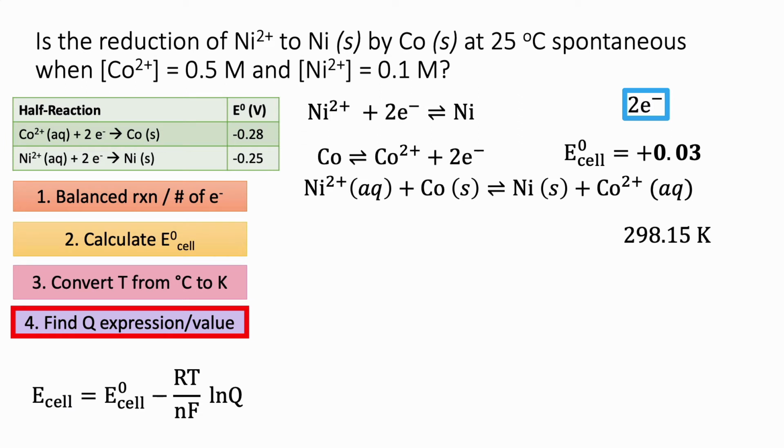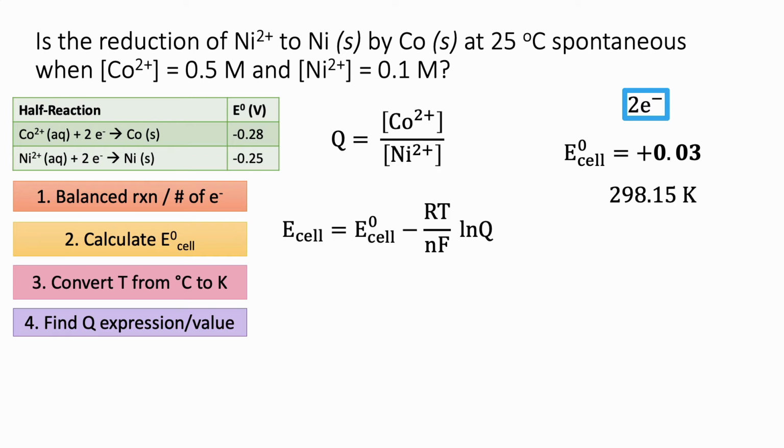And then we need to find our Q expression and the value of that. And so remember, to get the mass action expression that's going to give us our Q value, we're going to put concentrations of products divided by concentrations of reactants, but we don't include anything whose concentration doesn't change, and that includes all solids. So this is why those state symbols were so important, because we have solid nickel and solid cobalt. So our Q value is just going to look like this. We have the concentration of cobalt 2+ in the numerator and nickel 2+ in the denominator.